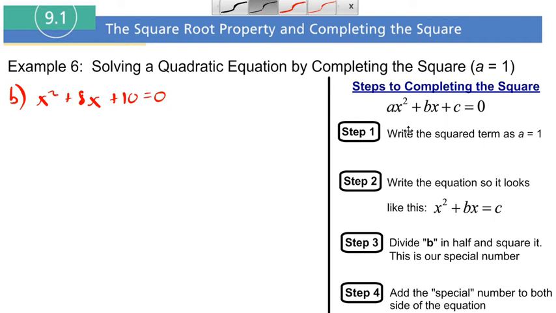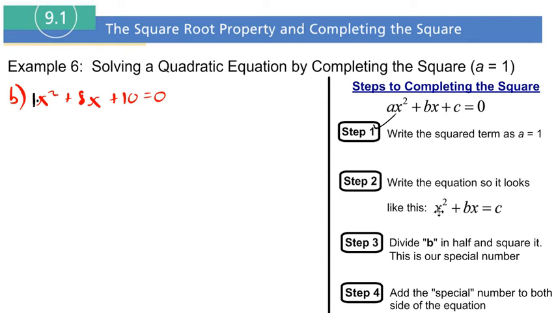Okay, so step number 1, write the squared term as a equals 1. Well, if you look at our problem that's already given to us, our a term right here is already 1. So this a right here is actually already a 1. So step 1 is already done for us. We will be doing examples when step 1 needs to have some work done. But in this case, it's already done. Bing!